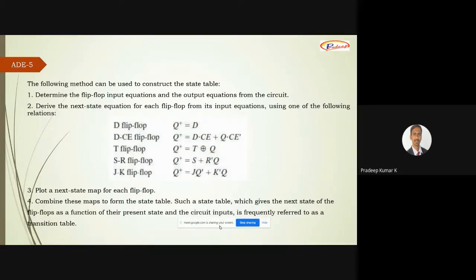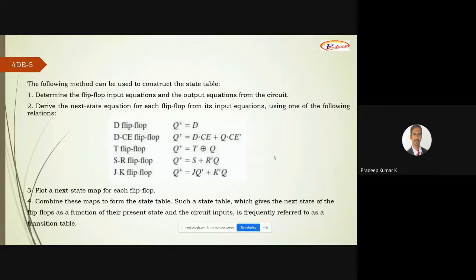You can use any one flip-flop in order to design a state table and its graph. After knowing the characteristic equation, the next step is to plot the next state map for each flip-flop. By considering the present input and the present output, you need to design the next state map for each flip-flop. This is the third step.